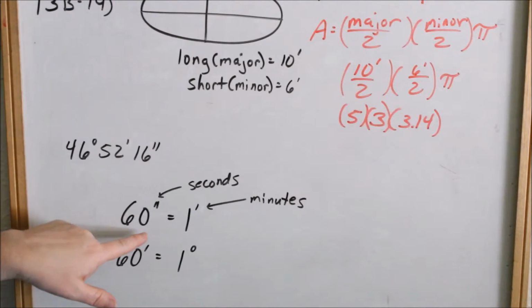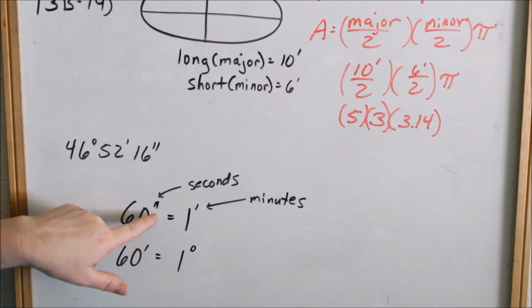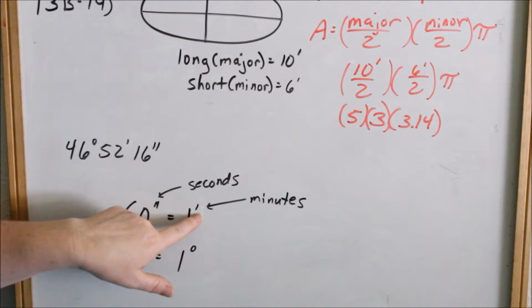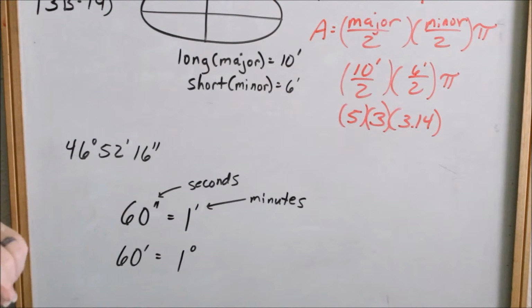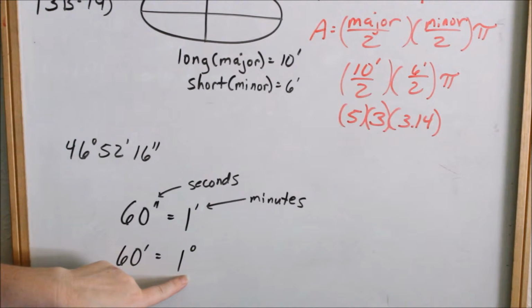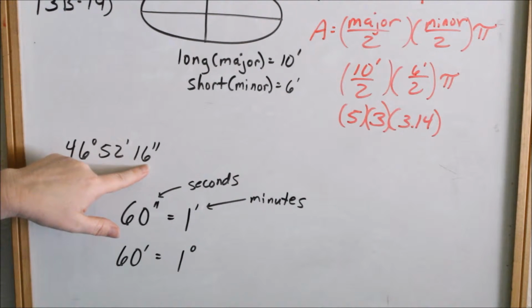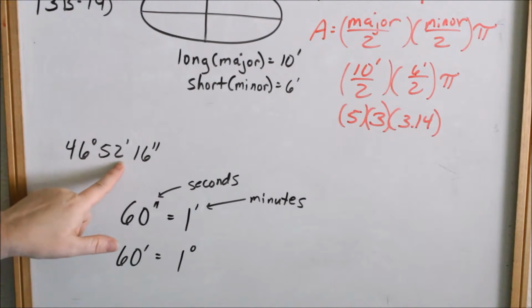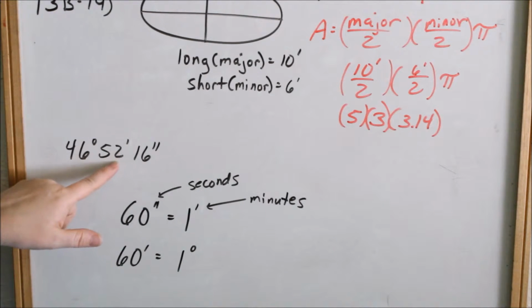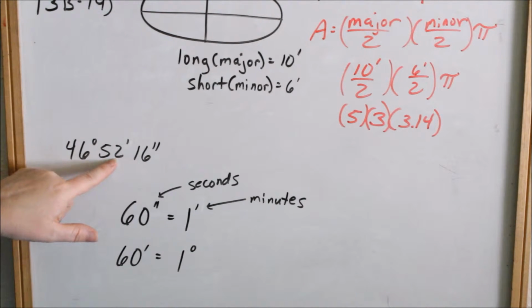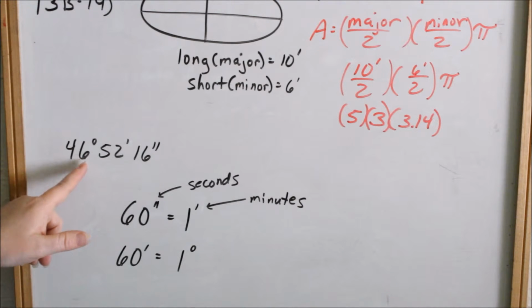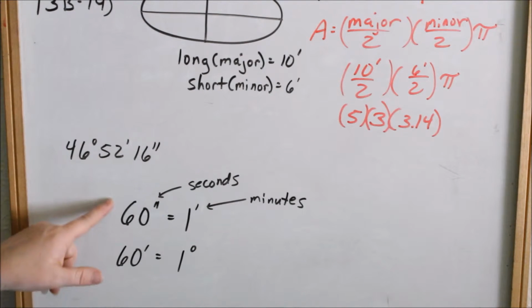You already should know, 60 seconds equals 1 minute. Everyone, you guys should know this at this point. The other thing to know is that 60 minutes equals 1 degree. So when you get up to 60 seconds, you now can bump up to an extra minute here. When you get to 60 minutes here, that actually becomes 1 more degree.